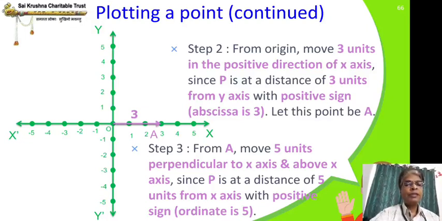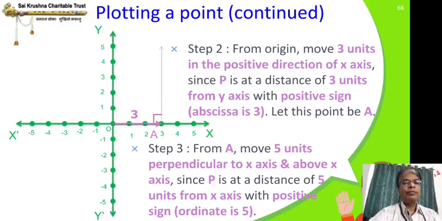That means ordinate means we have to measure from the x-axis. That is, the y coordinate we have to measure from the x-axis. And since it is also plus 5, we are moving in the positive direction, that is, above the OX line. So let us see now. I am drawing one line.